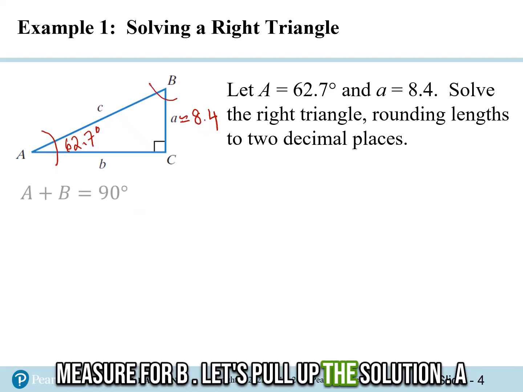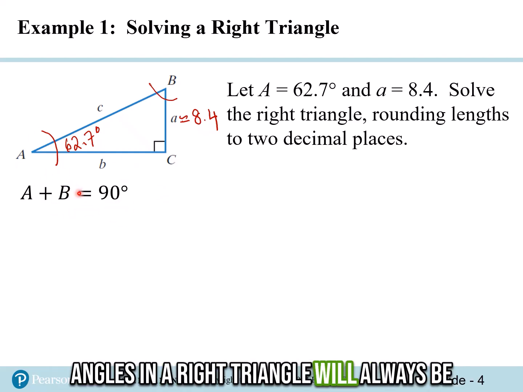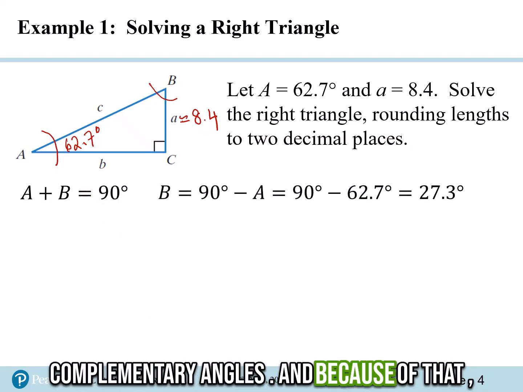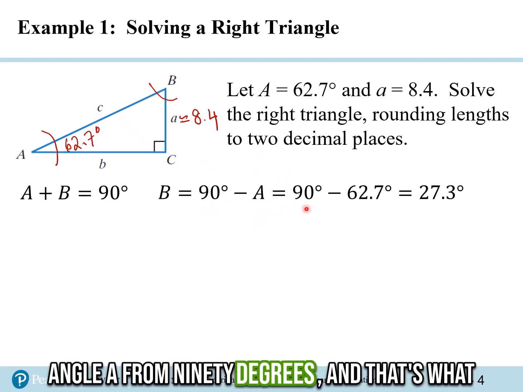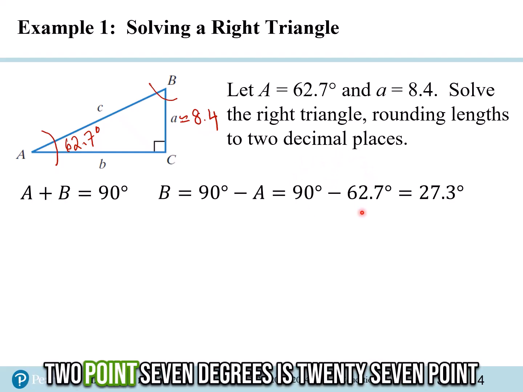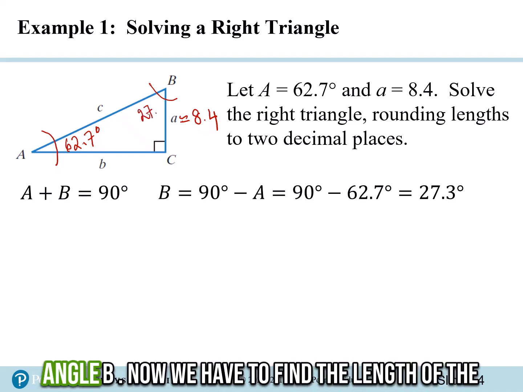All we do is subtract 62.7 degrees from 90 degrees and we will get the angle measure for B. Let's pull up the solution. A plus B equals 90 degrees. The two acute angles in a right triangle will always be complementary angles, and because of that, B can be found by subtracting the measure of angle A from 90 degrees, and that's what they've done here. 90 degrees minus 62.7 degrees is 27.3 degrees, and that is the measure of angle B.